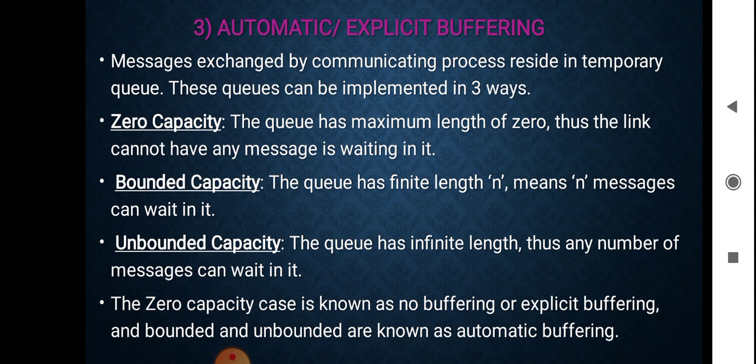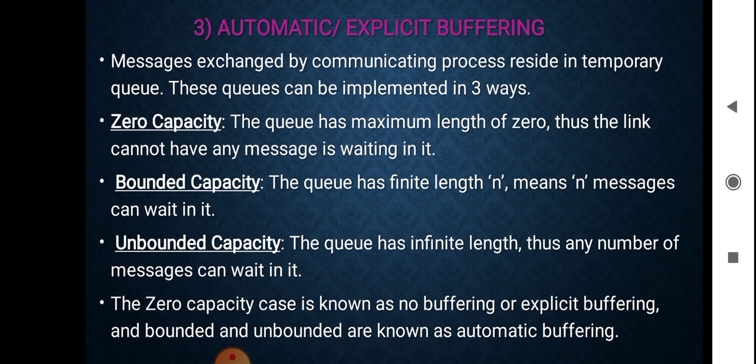These queues can be implemented in three ways. The first is zero capacity. Here we are discussing the length of a queue. In zero capacity, the queue has zero length. So in this communication link we cannot have any message in a waiting state. The queue has a maximum size of 0, so the link cannot have any message in a waiting list.